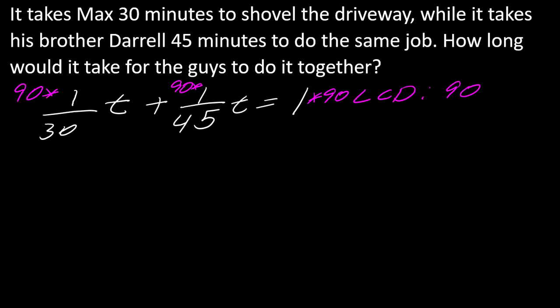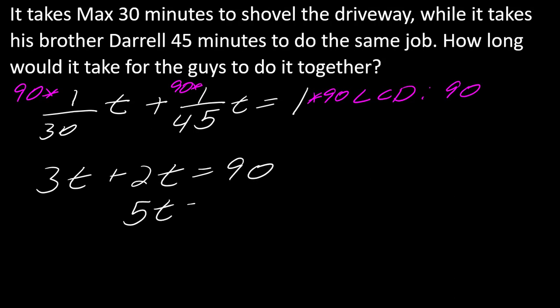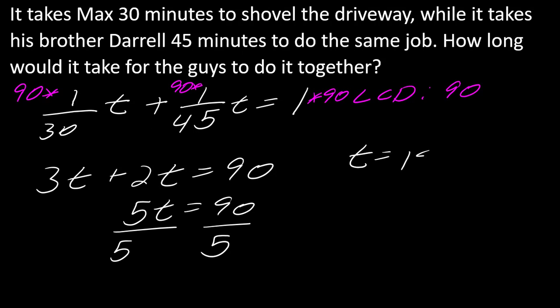Then I get 3t plus 2t equals 90. So I have 5t equals 90. If I divide both sides by 5, then I get t equals 18. So if they shovel together, it will take them 18 minutes, taking their rates combined. And so that's actually it for this one. That's just the general idea.